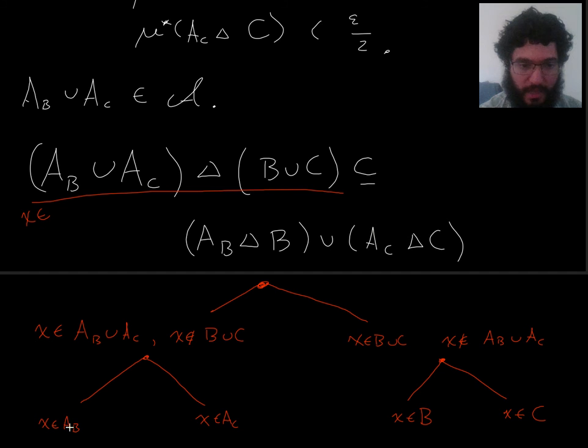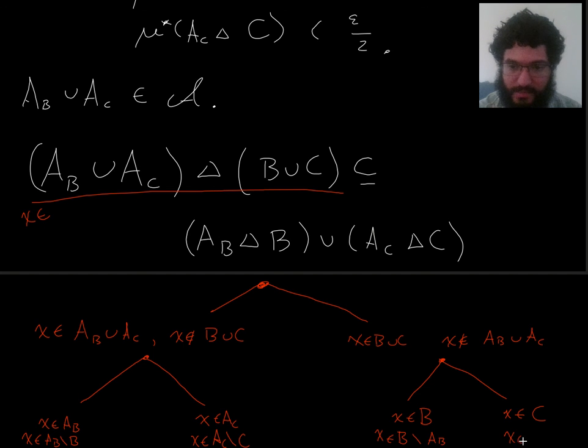So if X is in AB, since it's not in the union B union C, X is not in B, right? So that means X is in AB, but not in B, which is good because that places it in this symmetric difference and therefore in this union. Similarly here, X would be in AC, but remember it's not in B union C, so it's not in C. So that places it in this side. And then here X would be in B, but since it's not in this union, it's not in AB, which places it in this symmetric difference. And here X is in C, but not in AC, since it's not in the union, and that places it in this symmetric difference. So no matter what, we end up concluding X is here.